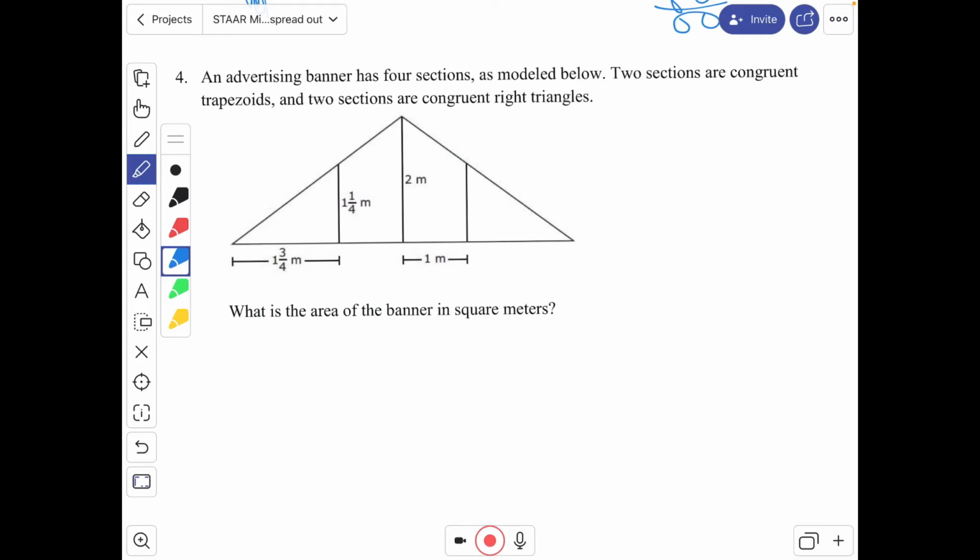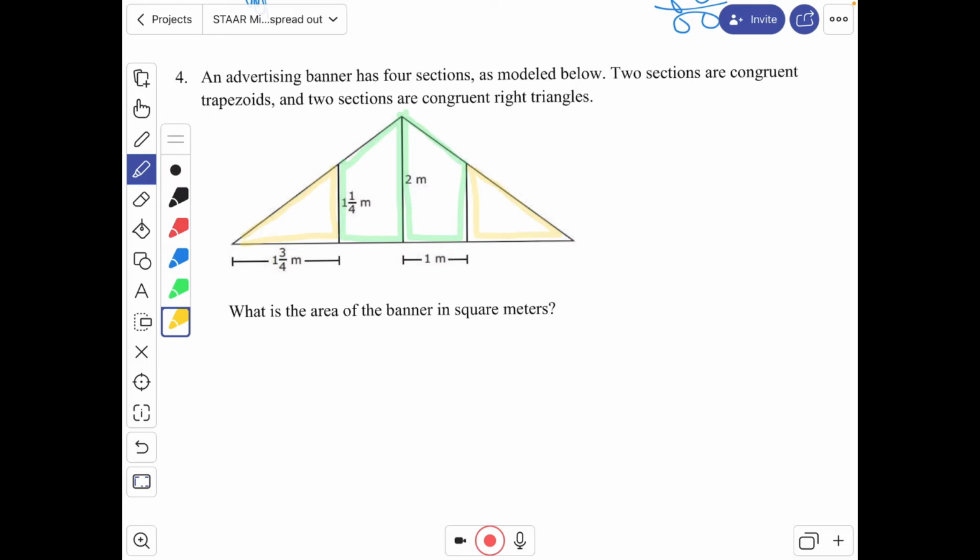Number 4. An advertising banner has 4 sections as modeled below. 2 sections are congruent trapezoids, and 2 sections are congruent right triangles. What is the area of the banner in square meters? So they said there's 2 congruent trapezoids. So this trapezoid and this trapezoid are the same. It also says there's 2 sections that are congruent right triangles.